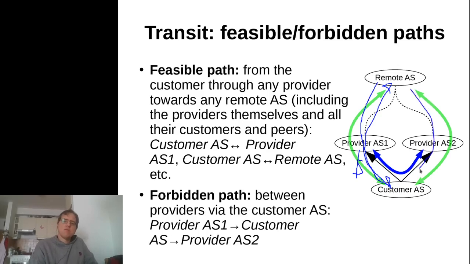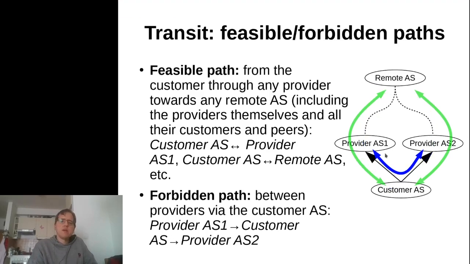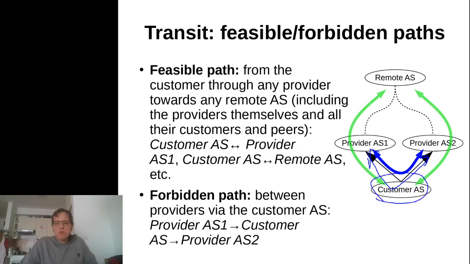Same stuff with AS2. What is prohibited, or what is a forbidden path, is basically just this simple setup. In this case, the customer AS will not be interested in forwarding traffic between two of its providers. Why is that the case? There are lots of reasons why the customer AS will block the flow of traffic through this path indicated by the red arrow in this little figure.